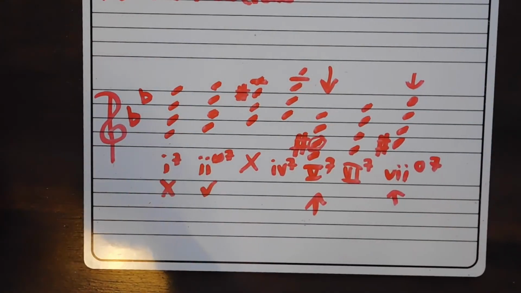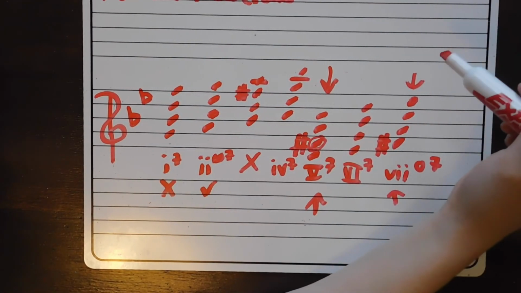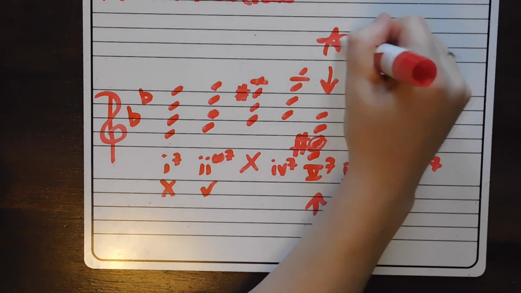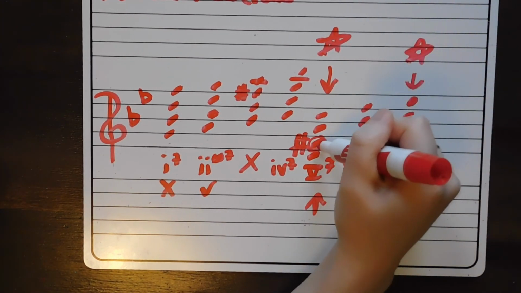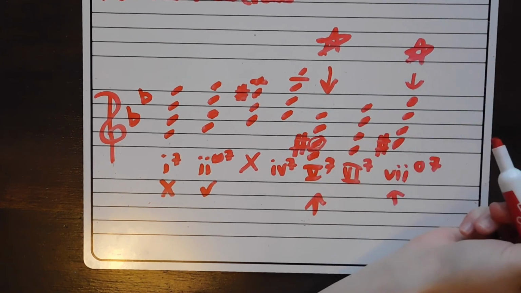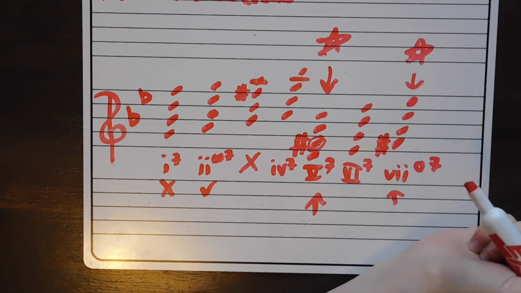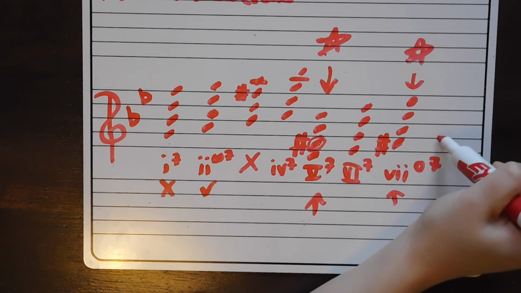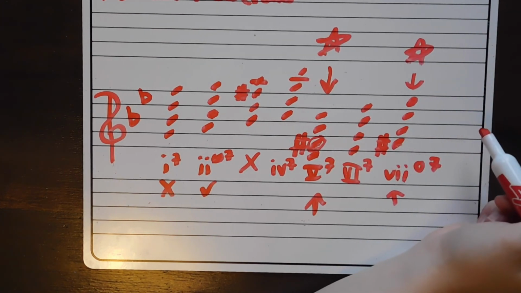So things to remember when, especially like writing part writing and thinking about things, 5 and 7 have leading tones that you need to resolve. So the F sharp, if you're going to write the chord following it, make sure that F sharp goes to G. Make sure this F sharp goes to G if you're resolving and writing for part writing.